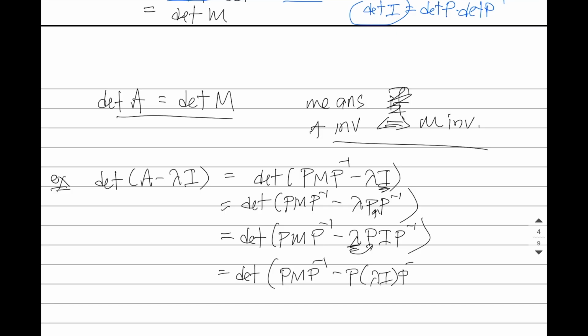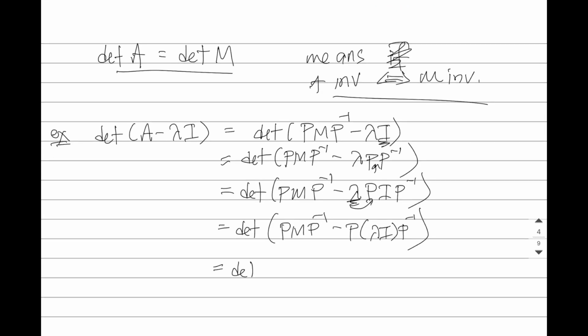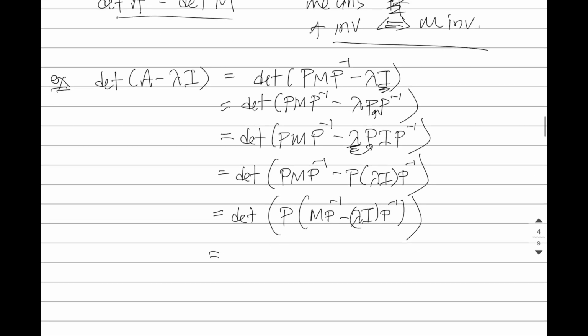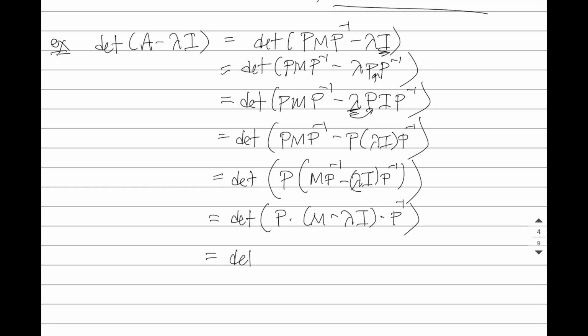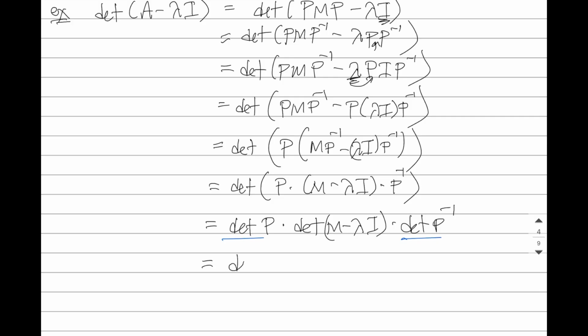Everything in this equation has a P multiplying on the left, so I'm going to factor out that P. And then when I look at what's in the bracket, everything in the bracket has a P inverse multiplying on the right, so I'm going to factor out that P inverse. And now I'm in exactly the same spot that I was in earlier. The determinant of a product is the product of determinants. And like we mentioned before, anytime you see the determinant of a matrix times the determinant of its inverse, it just gives you a 1.